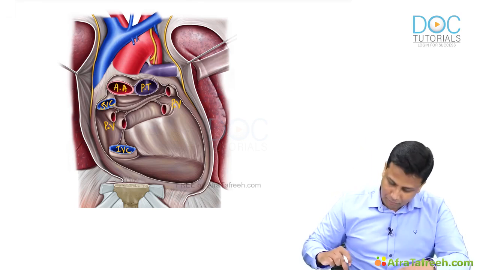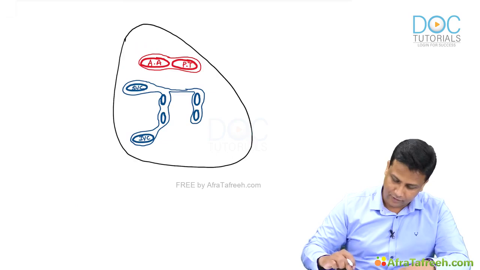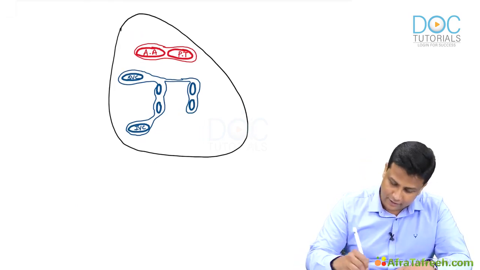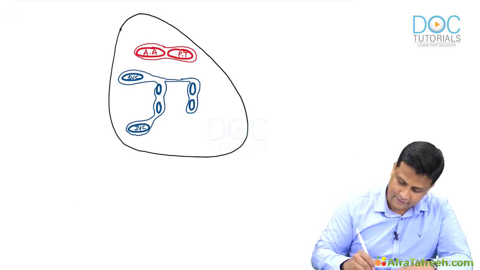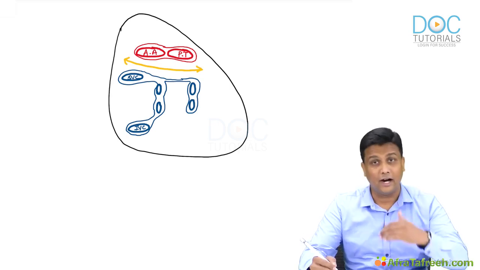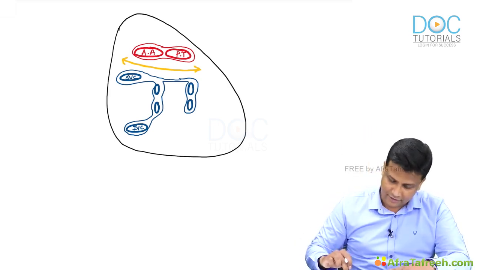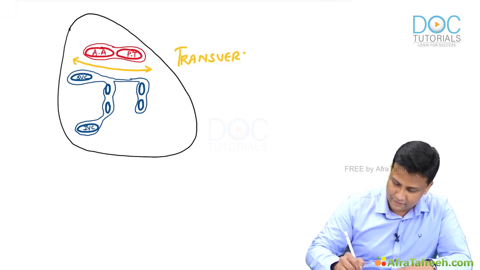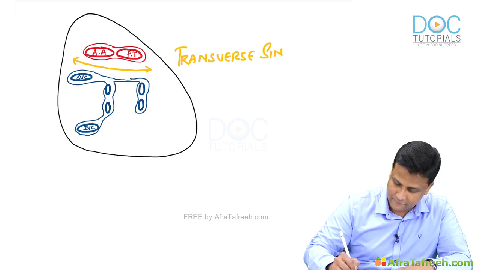Understanding? Now because of this reflection, what is going to happen? There is a sinus which is created here, and this sinus between the arterial end and the venous end is said to be the transverse sinus. So this sinus is the transverse sinus.